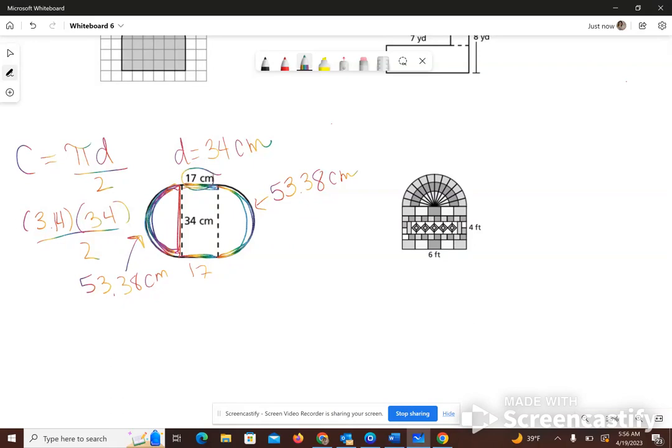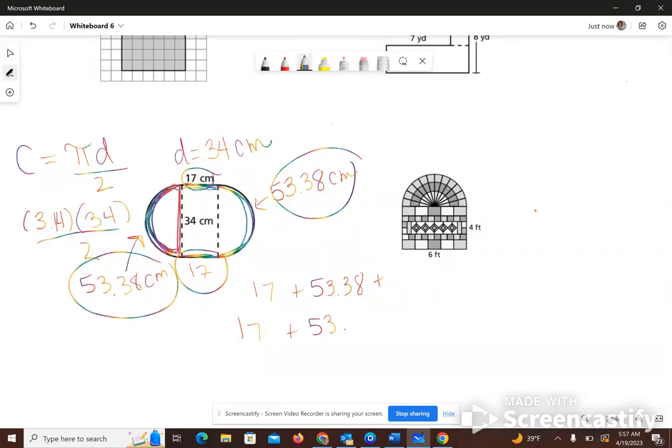So to find the total perimeter, I have to add the total distance around that shape. So I've got this 17. I've got this 53.38. I've got the 17 on the bottom. And then I've got this 53.38 on the far left. So by adding up those four, I'll be able to find the total perimeter of that shape. And it's going to be centimeters.